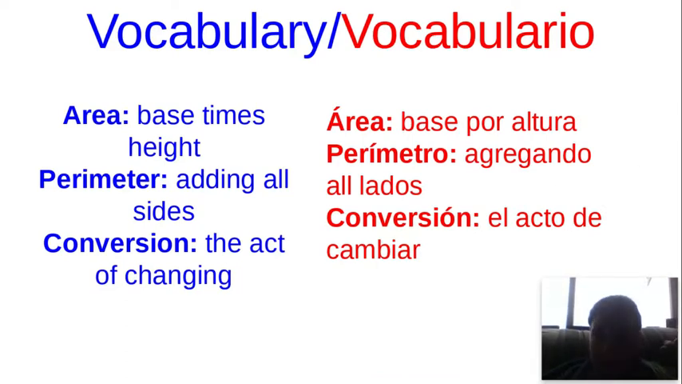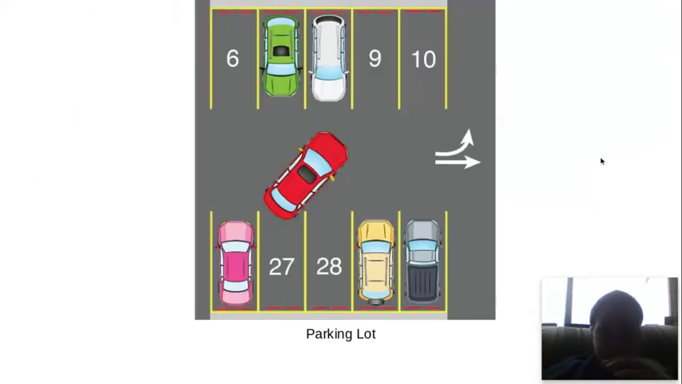So, our vocabulary for today includes area. When we're doing an area, it is the bottom, kind of like the base, by the height. So by how long it is, by how tall it is. If you're doing a perimeter, it's adding all the sides up together. And conversion is the act of changing. So, for example, we might go from inches to feet, something along those lines.